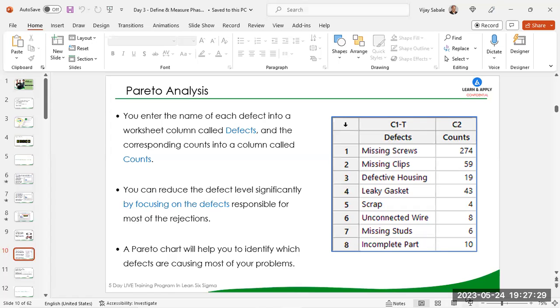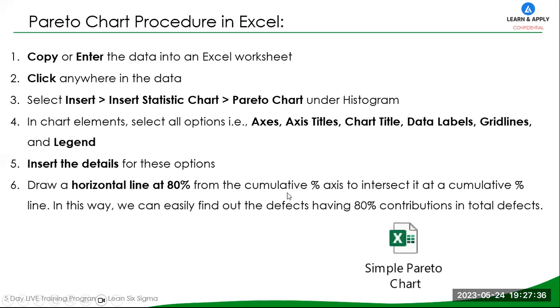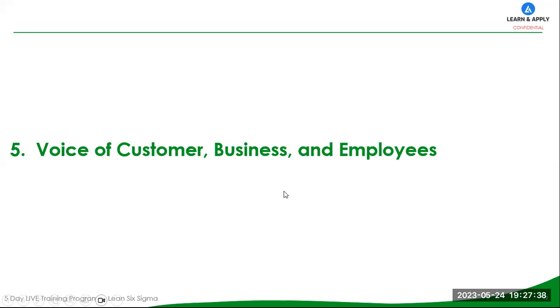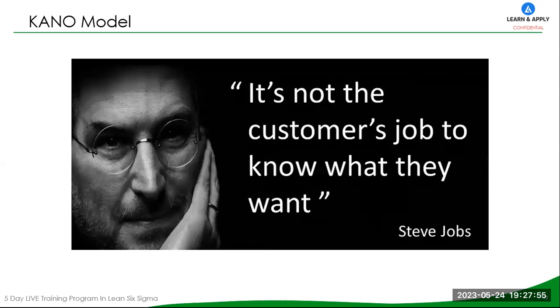Okay, so I have explained the first category of the define phase. Now let's talk about the next tool, which is used for the voice of customer. How can we identify the voice of customer? Again, there are many tools and many definitions, but I'm going to focus on one important tool that everyone needs to understand as a Lean Six Sigma or Six Sigma professional. It's not the customer's job to know what they want.